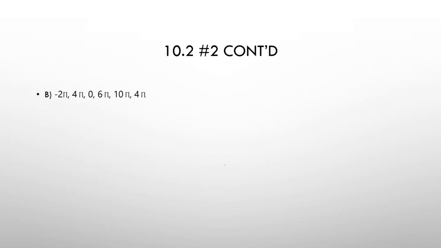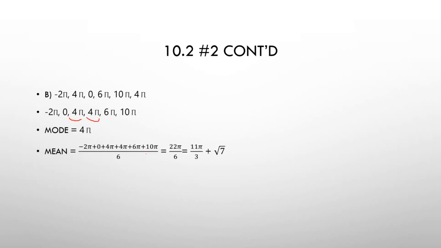Part B, our set of numbers is -2 pi, 4 pi, 0, 6 pi, 10 pi, and 4 pi. So I started by putting them in increasing order, and I noticed that there were 2 that were the same, and so the number that occurs the most often is 4 pi.